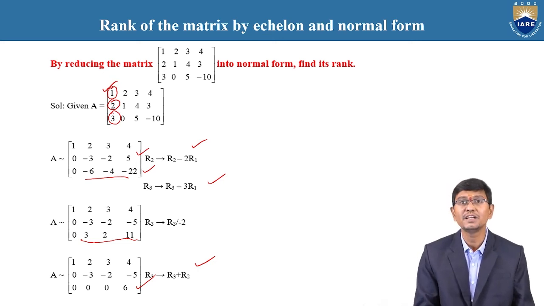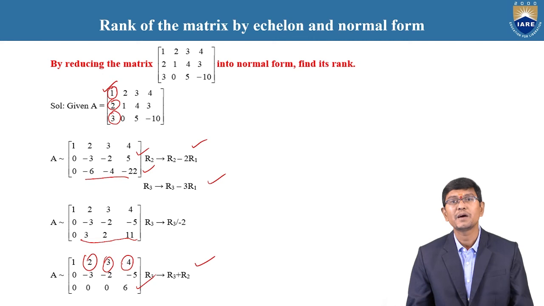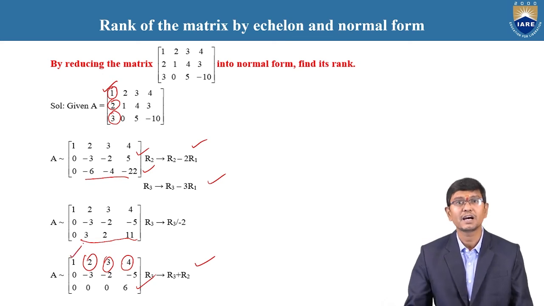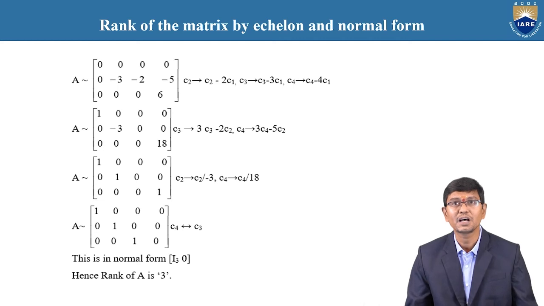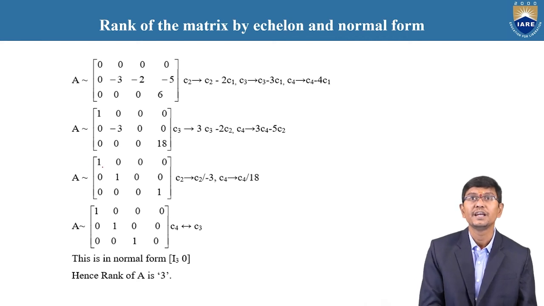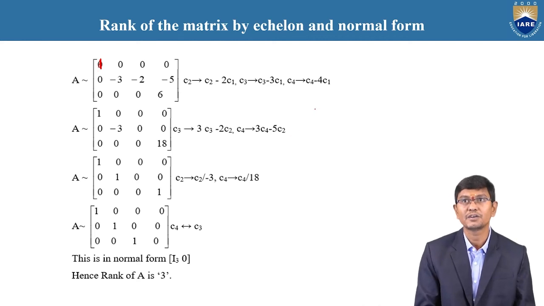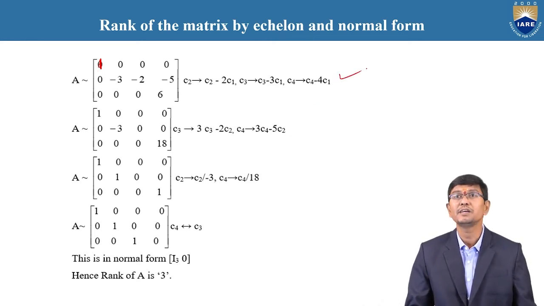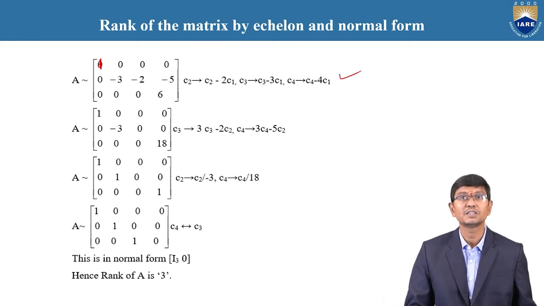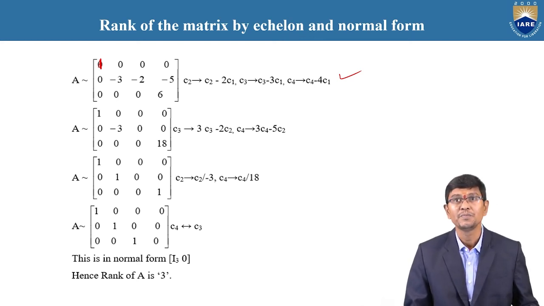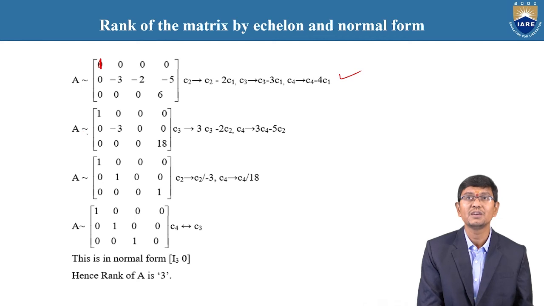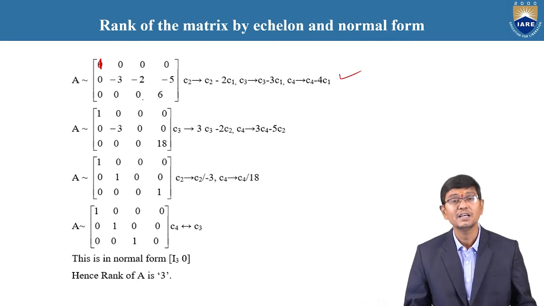Now we need to change the 2, 3 and 4 in the first row to 0 by applying column operations with the C1 column. Using C2 minus 2C1, C3 minus 3C1 and C4 minus 4C1, the required value is 0. According to these column operations, the first column is 1, 0, 0, the second column is changed to 0, minus 3, 0, the third column is changed to 0, minus 2, 0, and the fourth column is changed to 0, minus 5 and 6.